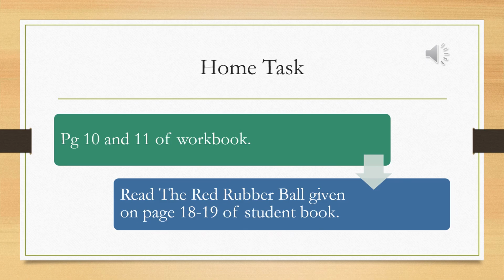Okay students, this is the home task for today. You have to do page number 10 and 11 of your workbook. And the second home task is you will read the topic, the red rubber ball, which is given on page number 18 and 19 of your student book. You will just read the topic by yourself, and when we have our next online class, we'll discuss the topic in detail, and then we'll do the rest of the exercise as well.